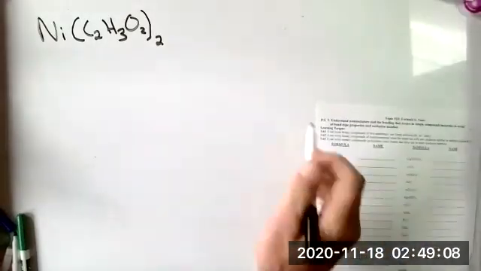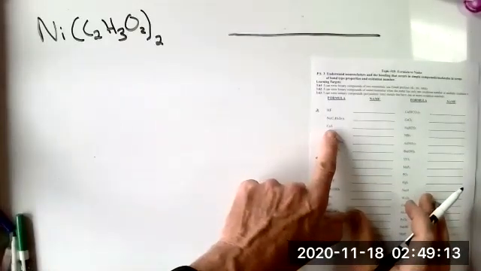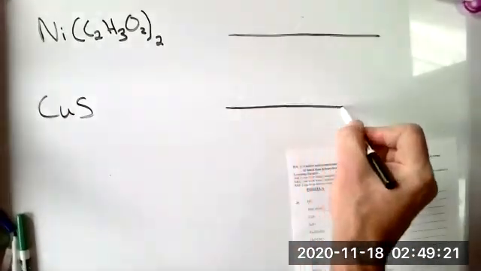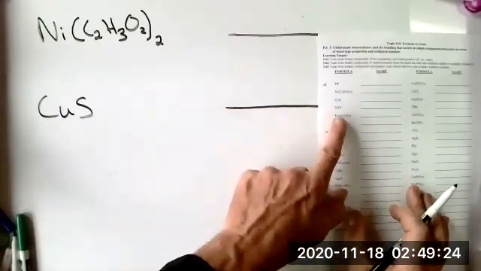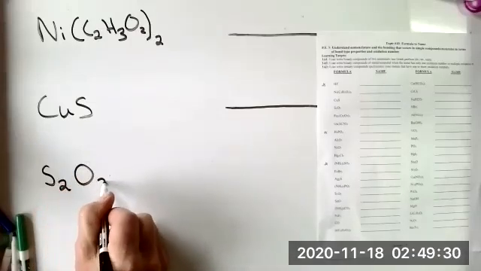And here is the first one after the HF. You've got this one. Ni(C2H3O2)2 with the 2 on the outside. Okay, let's get the name of that one. And then the second one here is this one. And then the third one is this one. S2O3.